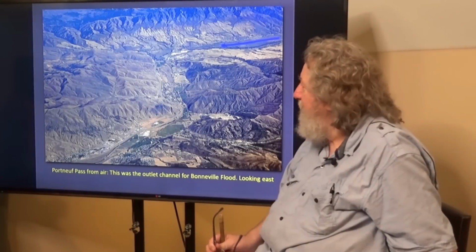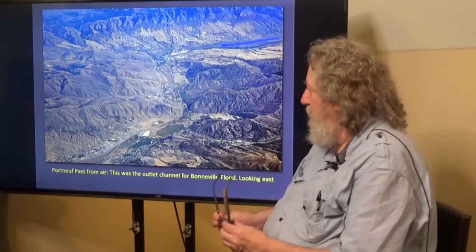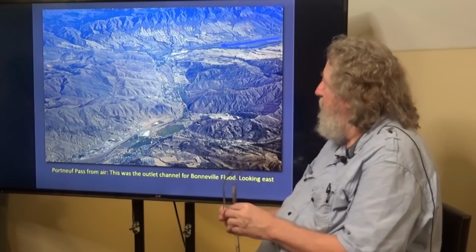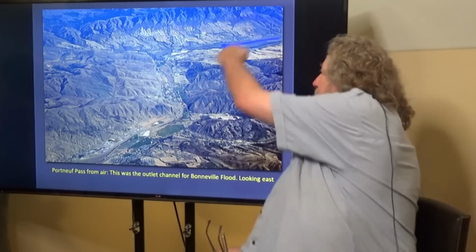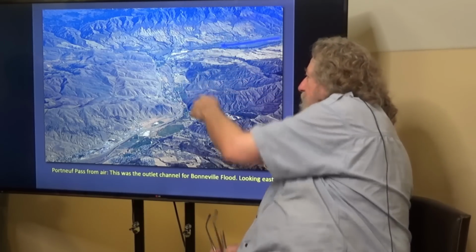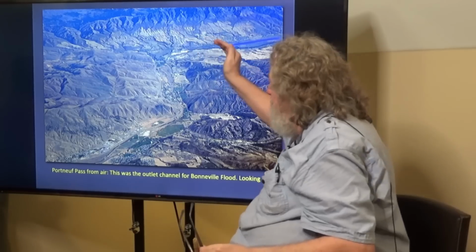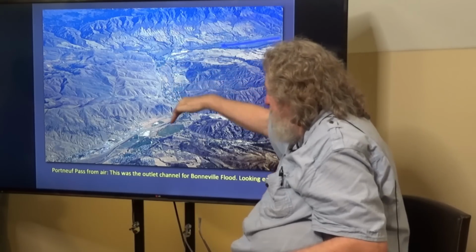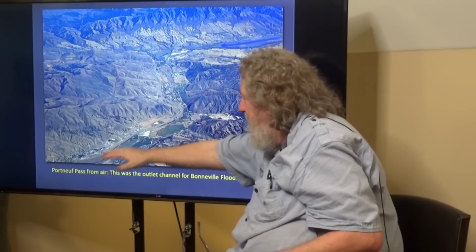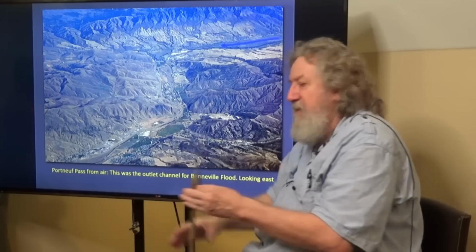And here's an aerial view of the Portneuf Pass. Nice. Right here, you can see this is that sharp right angle turn, and the water came through here, sloshed around this turn, sloshed around that turn, and then down here would be the Snake River Plain, and then it spread out.